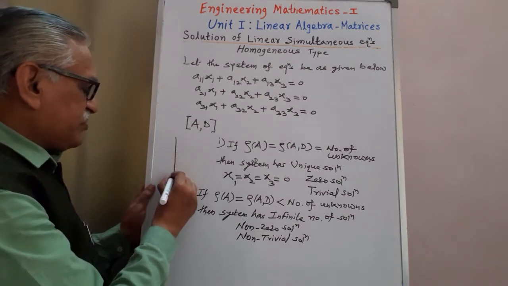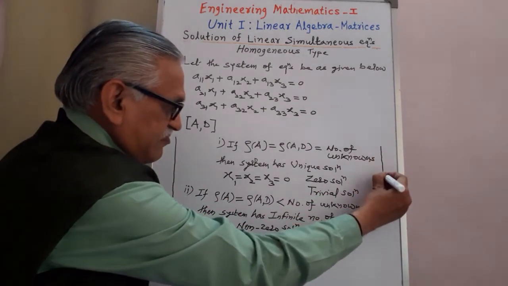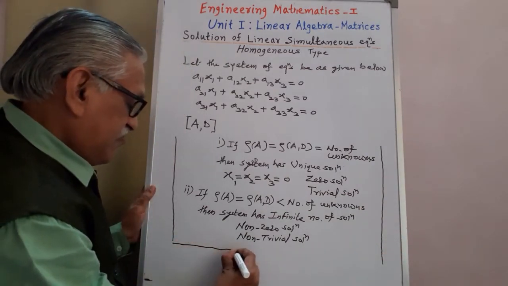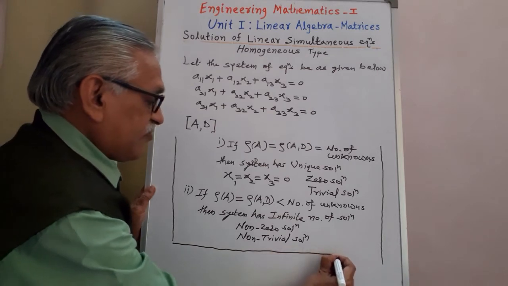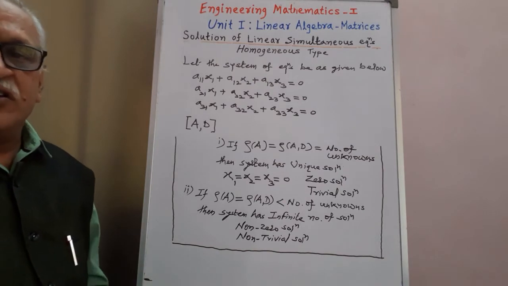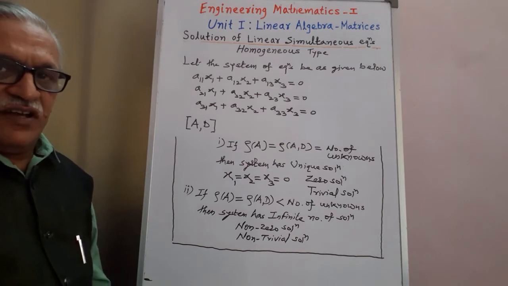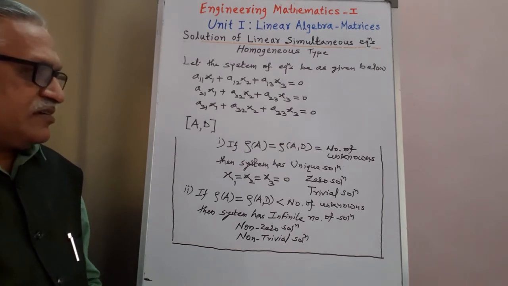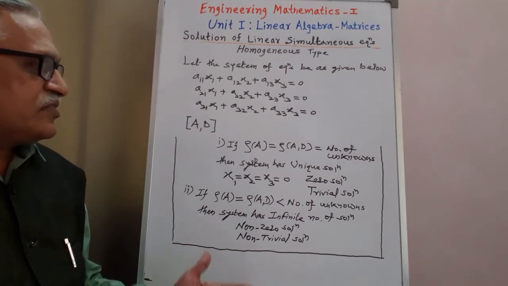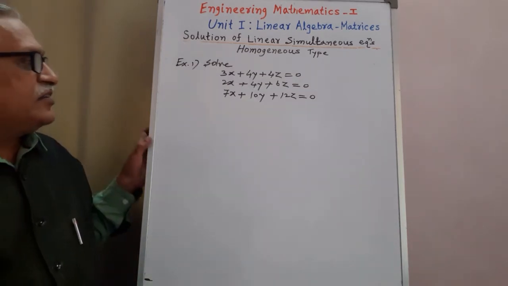Here we have only two conditions or two types of solution. Either we get a zero solution or a non-zero solution, or trivial or non-trivial solution. Let us try to solve some examples of this homogeneous type. Let us see the first example.